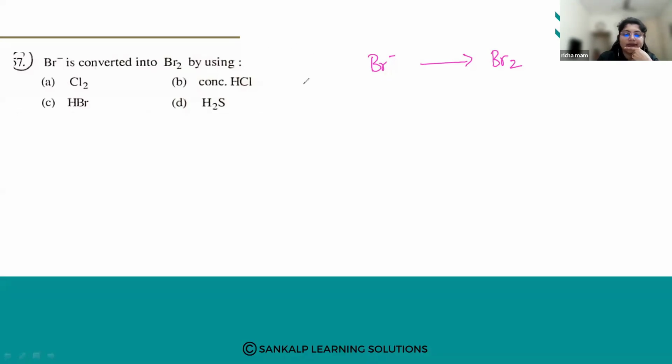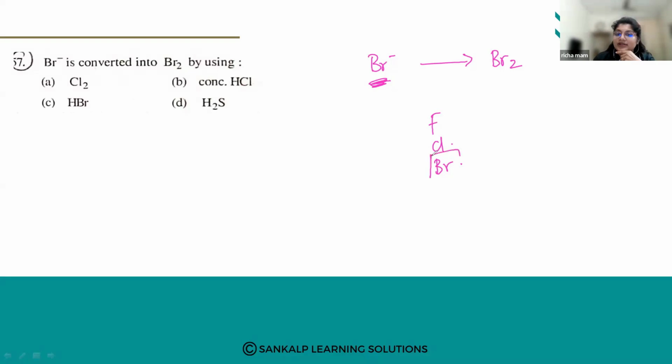So remember that whenever you are replacing any halogen, any halogen which is placed above in the periodic table will oxidize the halide ion which is below. Now, if you want to do this conversion, before bromine, the halogens you can use are first fluorine, then chlorine, and then comes bromine.